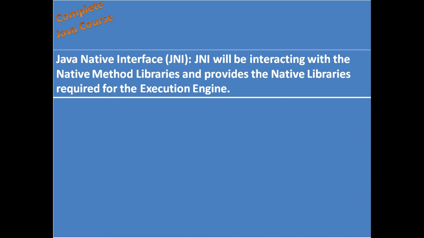Next one is Java Native Interface, JNI. JNI will be interacting with the native method libraries and provides the native libraries required for the execution engine. Native libraries means the libraries provided by C, C++ and other languages, and if you want to use that library in Java, we can interact with that library with the help of the Java Native Interface.